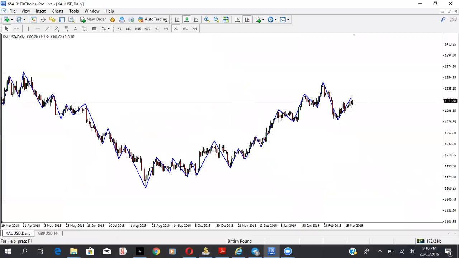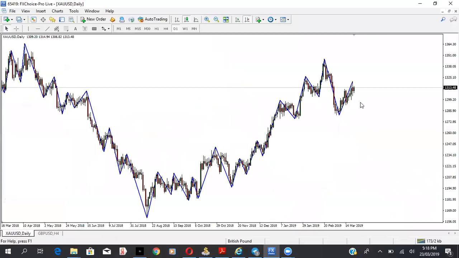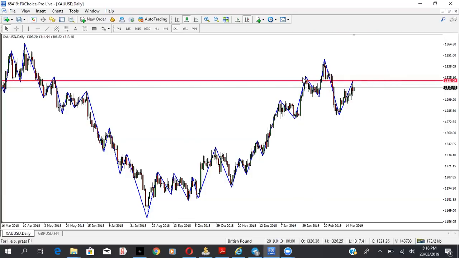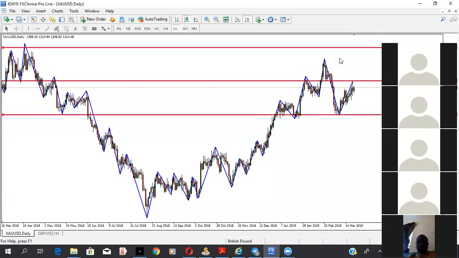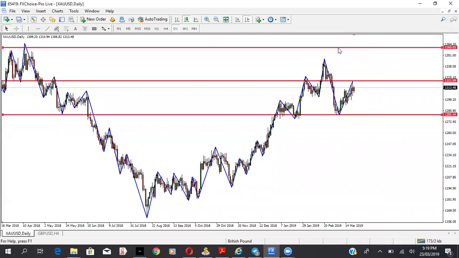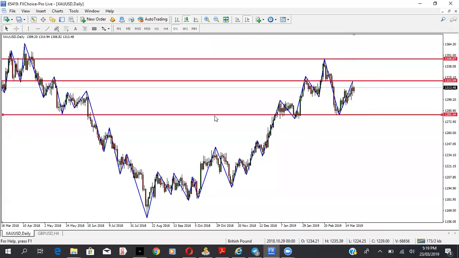So what do I do now? First things first, you ask yourself, where is price? Price is at 13.48. Do I have any recent high? Yes, I have this high here. And if you look to the left, it was resistance here, played out as resistance here. I ask myself, do I have any recent low? I have a recent low here. Do I have any other recent high? Yes, I have another recent high here.